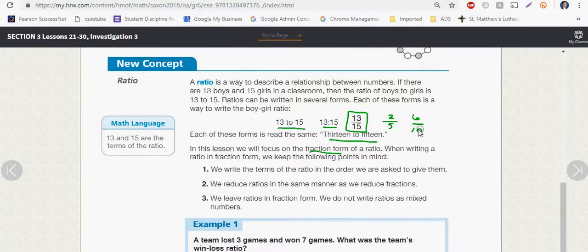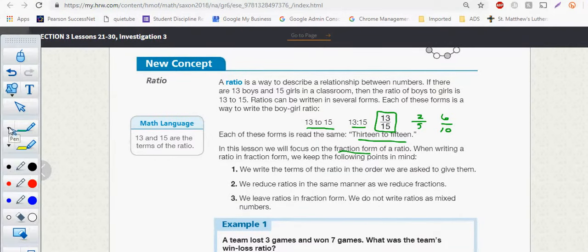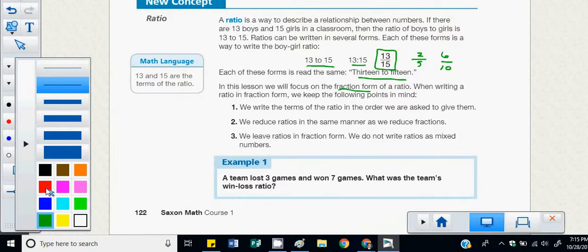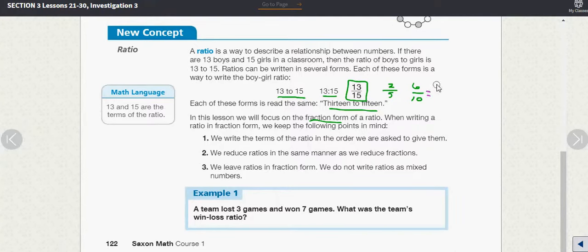Now, when you reduce a ratio, you do it just like it's a fraction, because that's really what they are. So how could I reduce 6 to 10? I would call that better 3 to 5, dividing both top and bottom by 2. The 13 is called a term in the ratio. The 15 is called a term in the ratio. Leave it in fraction form.